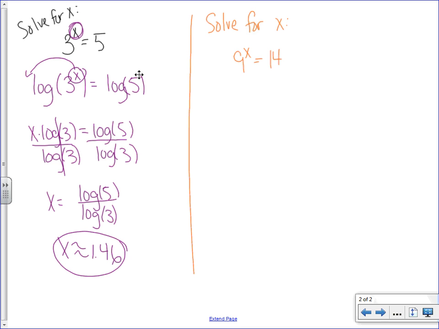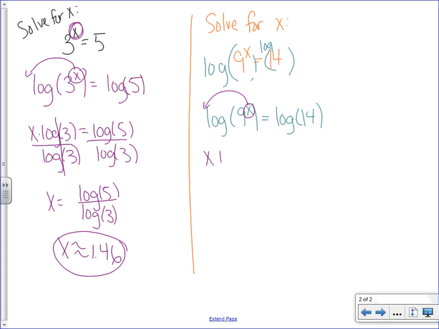So instead, let's take the log of both sides, because the logarithm will take this exponent and pop it out. So I'll take the log of that side, and I'll take the log of this side. It's an equation. You have to do it to both sides. So I have the log of 9 to the x power is equal to the log of 14. Properties of logarithms, you can take the exponent, you can pop it out. So this is equivalent to x times the log of 9, which is equal to the log of 14.